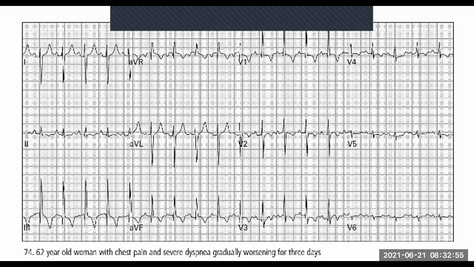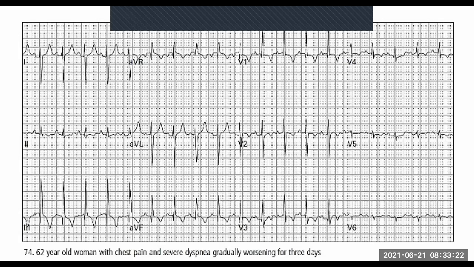If we look at the pattern that we're seeing in lead 1, we're seeing a deep S wave. So you guys need to remember always that whenever we're suspecting a pulmonary embolus, one of the things is S1, Q3, T3. So we've got to check if we've got it here. So we've got an S in lead 1, we've got a Q in lead 3, and a T in lead 3. So we are seeing that. We're seeing a bit of a right bundle branch block. So we've got all the signs of pulmonary embolus over here.